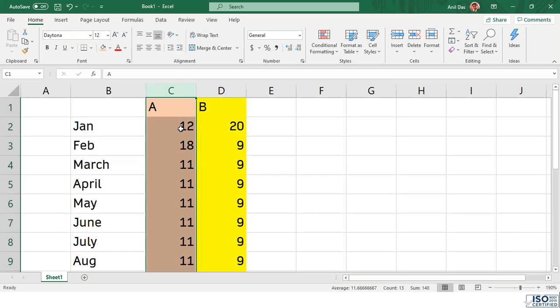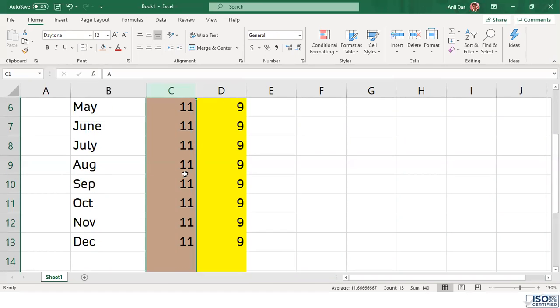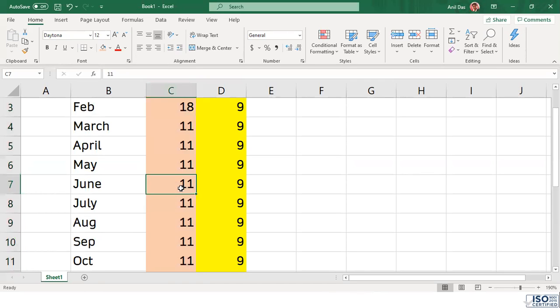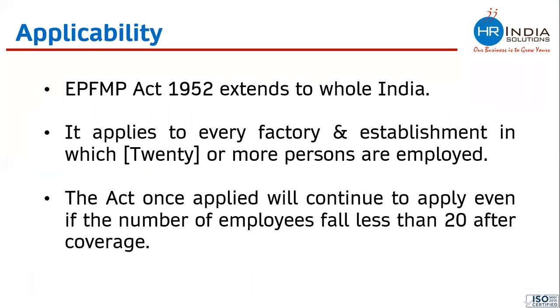Sir, what if company A reaches the number of 20 in June? From there it will be applicable, right? Very correct. From June, this act will become applicable. And then there are other options also. A company can go for voluntary coverage, which we will discuss sometime later. But this act applies to only those companies which have got 20 people on any day in the previous 12 months. Once you have 20 employees, this act will become applicable and it will remain applicable, irrespective of how many people you have as of date.